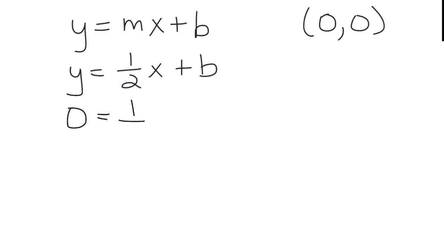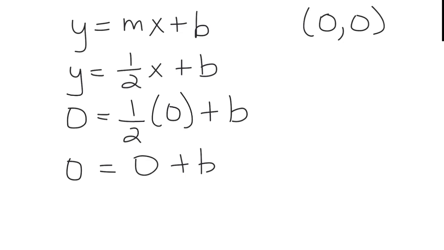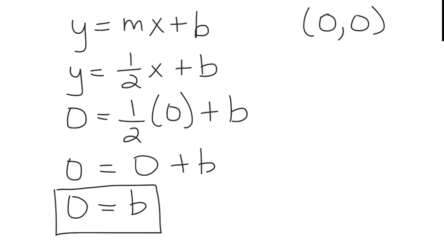I have a slope of 1 over 2. My x value is also 0. And then I've got my plus b. So we're going to go ahead and solve for b. And it's going to be nice and simple because I know that 1 over 2 multiplied by 0 is simply 0. And 0 plus b is the same thing as saying nothing plus b. So we can just simplify this to b is equal to 0. So the y-intercept for this particular equation is 0.